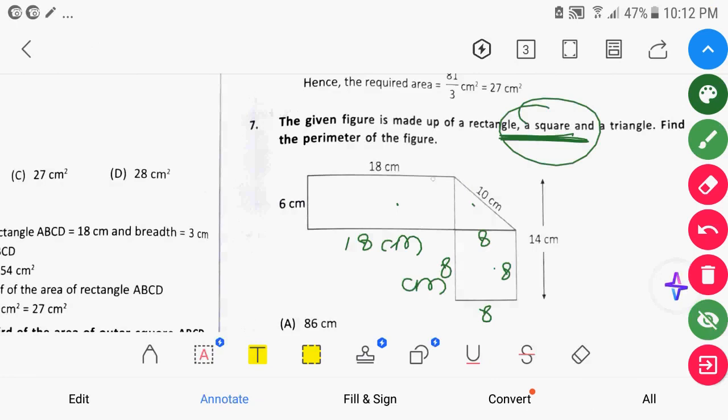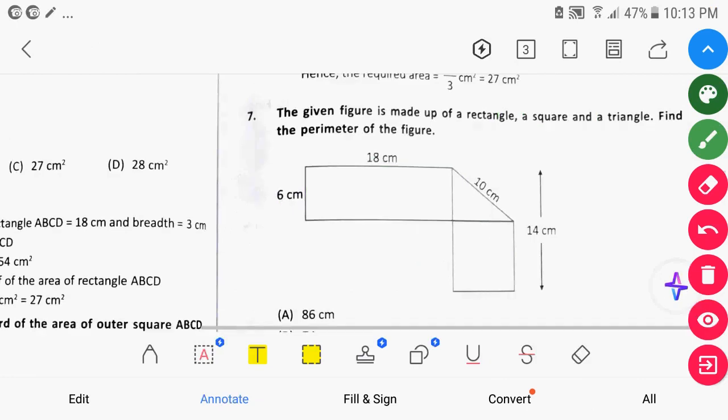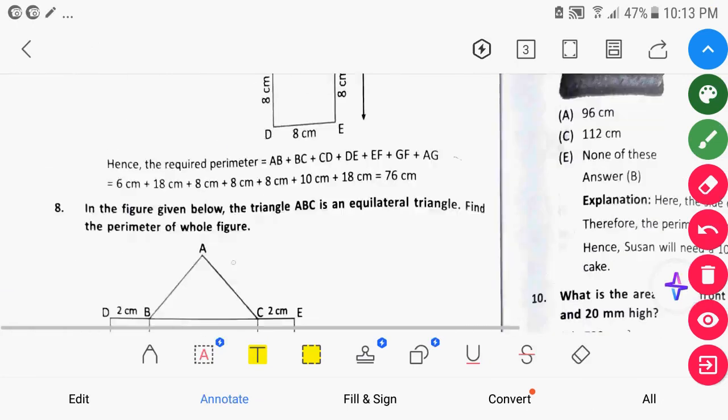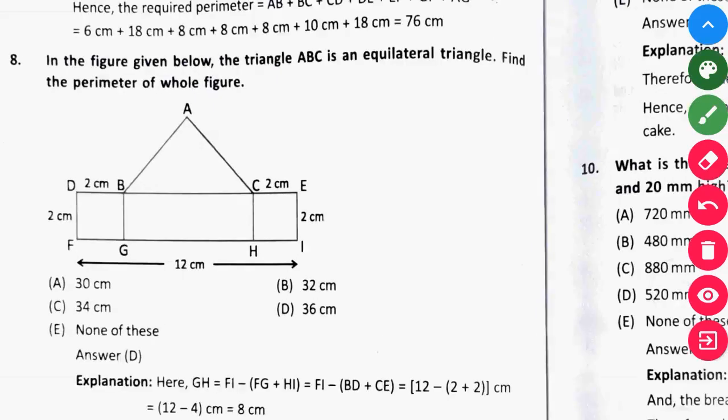Sorry. Now add all the sides. 18 plus 6 or 36 plus 6 become 42. 42 plus this 8, 50, 58, 66, 76. So your answer is 76 centimeter. Square? No, perimeter it is. Only centimeter. Now the next one.